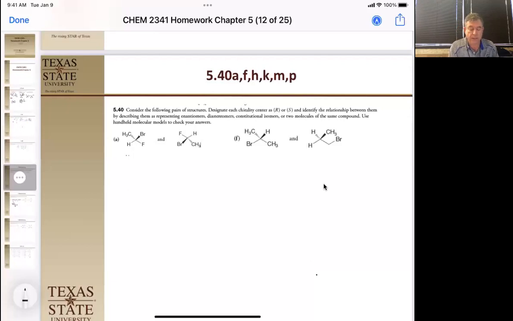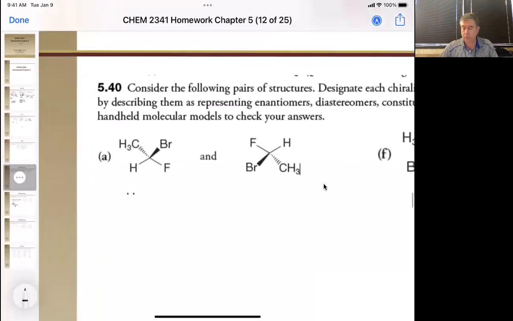So if we look at number A right here, we're going to align our model so that we have everything pointing in the correct direction. In this case, we're going to have to tilt it in this direction so that the purple ball is the bromine and it's facing toward us. The hydrogen and the fluorine are the two other ones, and the back one here is the methyl group.